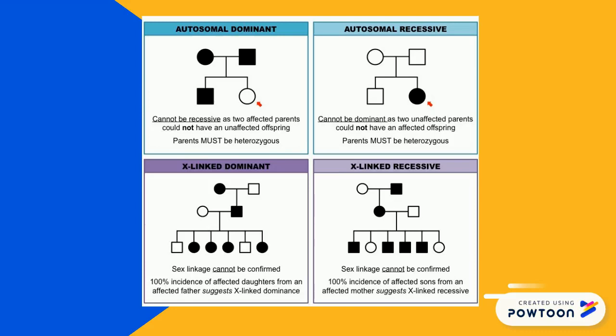In autosomal traits, males and females are affected in equal proportions. In sex-linked traits, it is more probable for males to be affected than females.